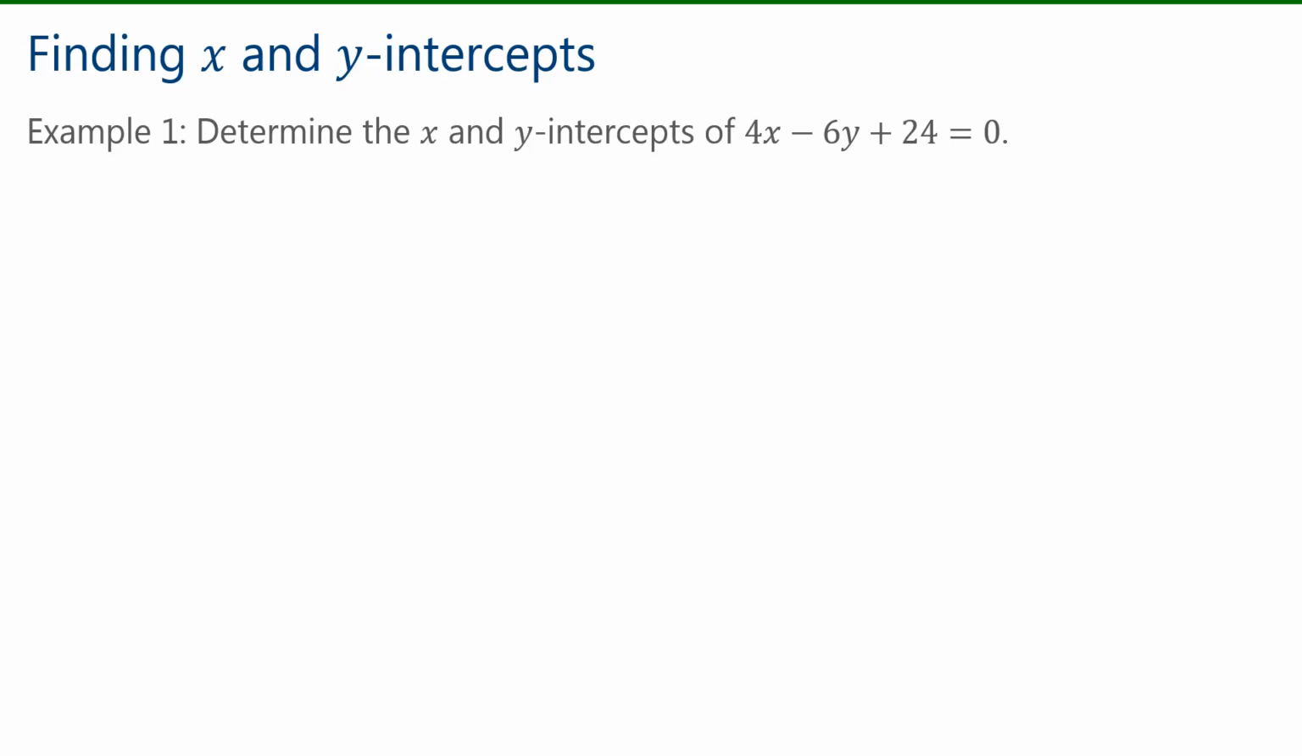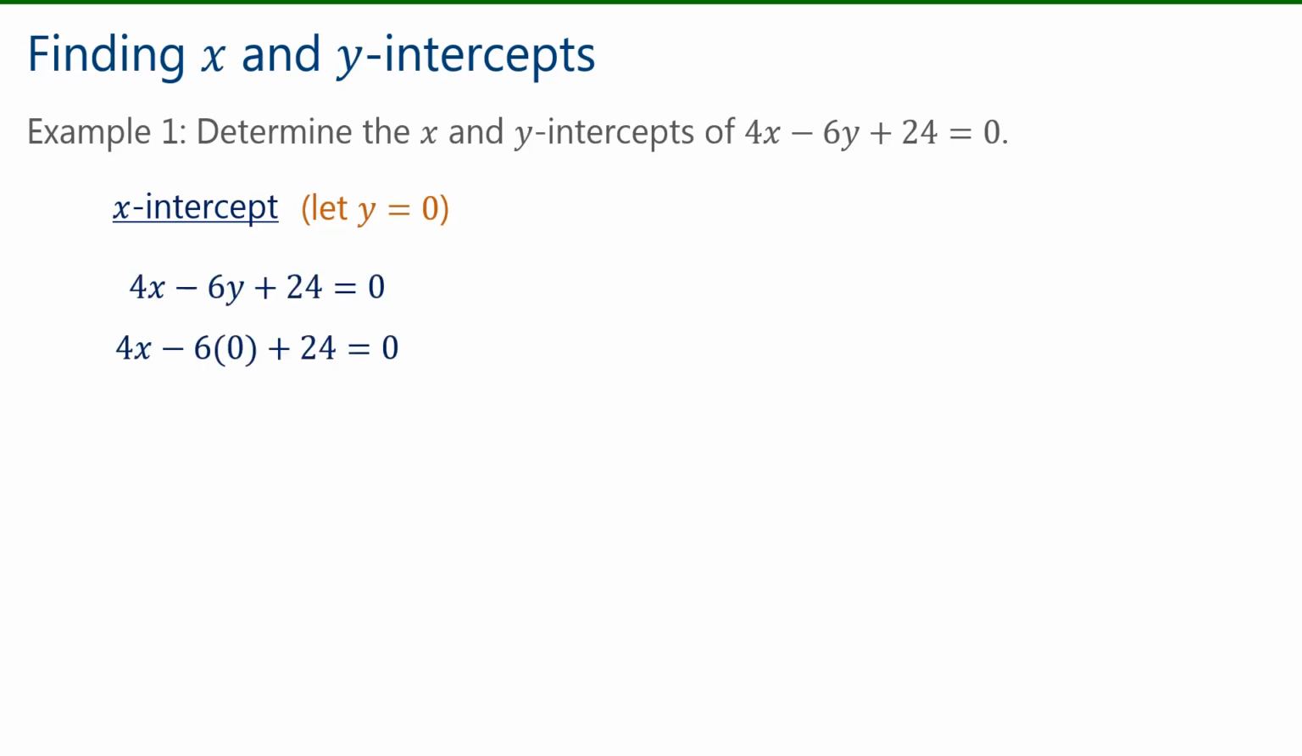So let's practice that in example 1. We have to determine the x and y intercepts of 4x - 6y + 24 = 0. So let's start with the x-intercept. We have to let y equal 0. So in your equation, replace y with 0. Now the middle term would just cancel out since it's 0, leaving us with 4x + 24 = 0.